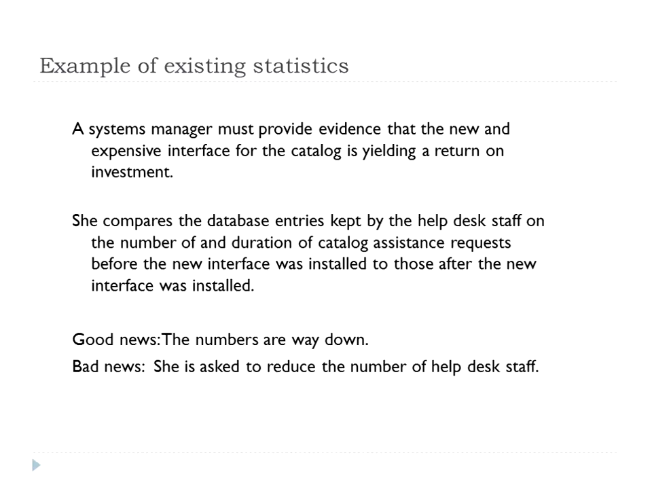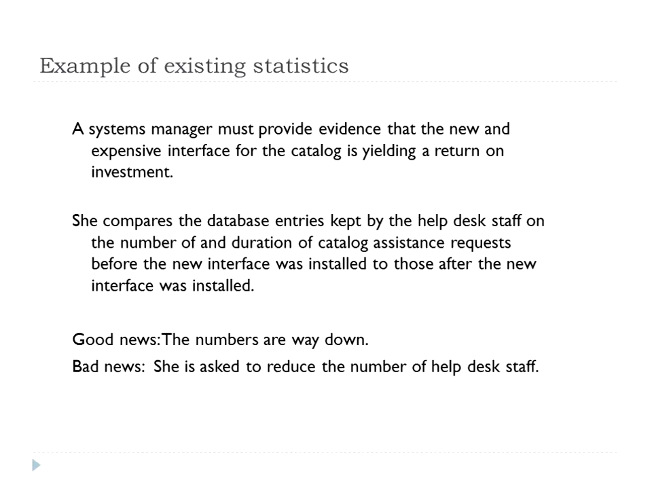A systems manager must provide evidence that the new and expensive interface for the catalog is yielding a return on investment. So she could do a transaction analysis and look at the usage, but instead she decides she wants some richer data. She compares the database entries kept by the help desk staff on the number and duration of catalog assistance requests before the new interface was installed to those same types of requests after the new interface was installed. And then all she has to do is look at the numbers.